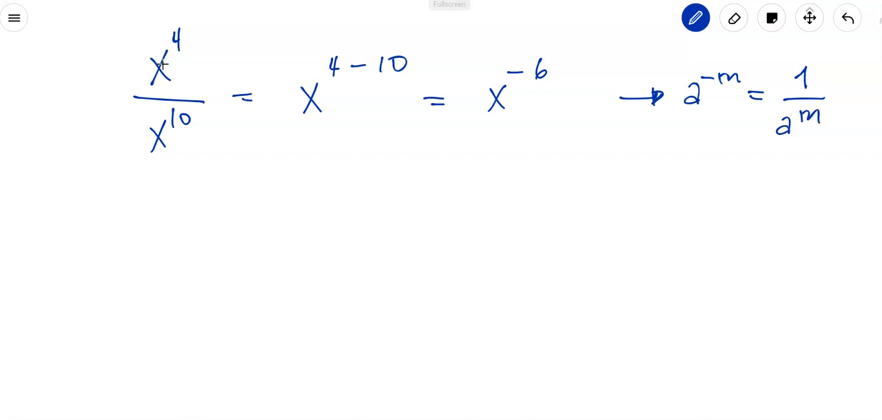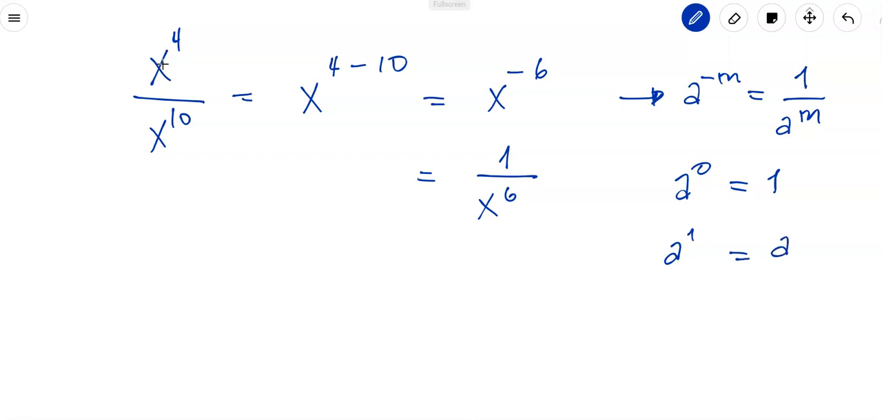This one is the property of negative exponents. When the result is a negative exponent, you have to find the reciprocal of that, and that will give us 1 over a to the m. So the result of this one will give us 1 over x to the power of 6. Additionally, again, a raised to the power of 0 is always equal to 1, and a raised to the power of 1 is also equal to a.